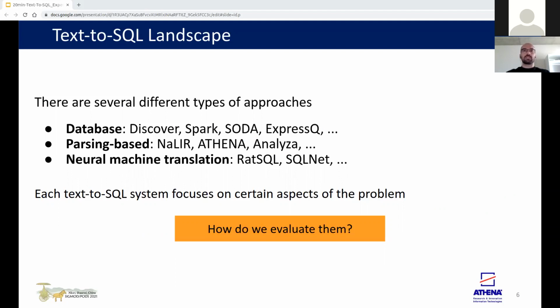Neural machine translation approaches have the potential of generalization, meaning translating more types of queries. However, they do not consider the actual data, so the resulting SQL, even if it is syntactically correct, may not be executable over the data. So the big question is, how can we evaluate systems that are so different in their functionalities?